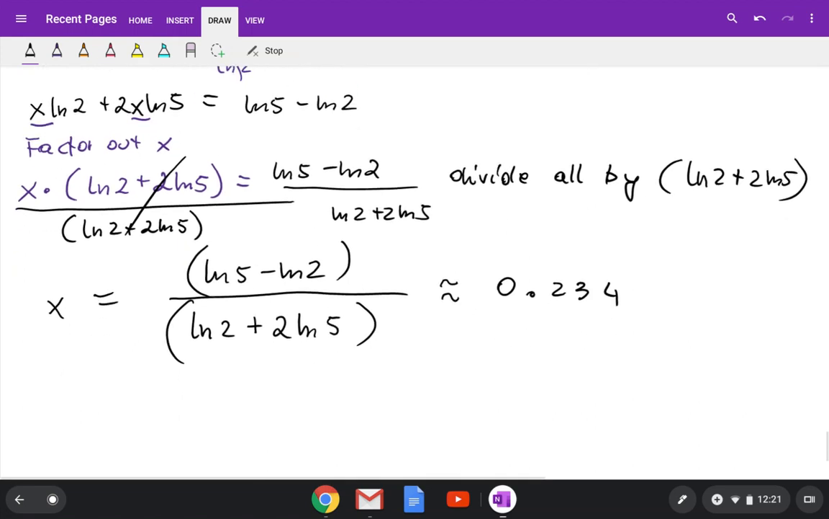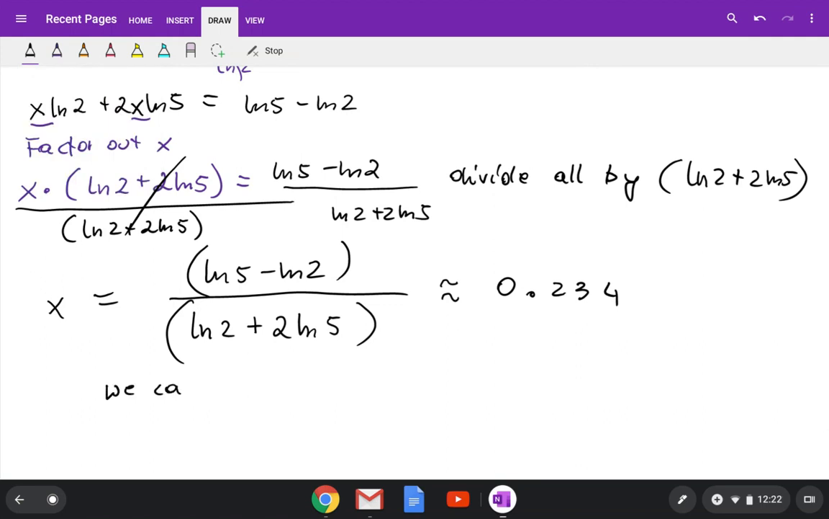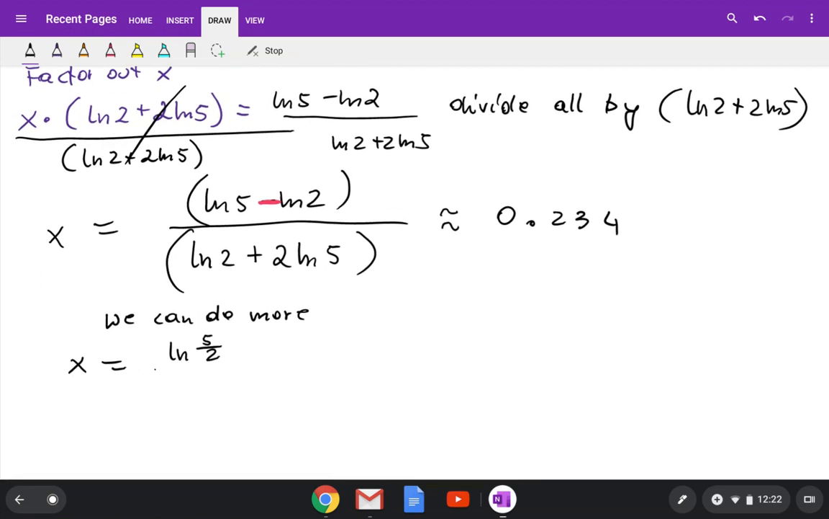I just want to let you know that you could rewrite this. We could simplify that better. We can do more because we can apply more properties. So first of all, you have a quotient. So the numerator can be rewritten as ln of 5 over 2. Now in the denominator, you can apply the power property. So you can move that 2 back to the 5, and you can rewrite this as ln of 2 plus ln of 5 to the second power.